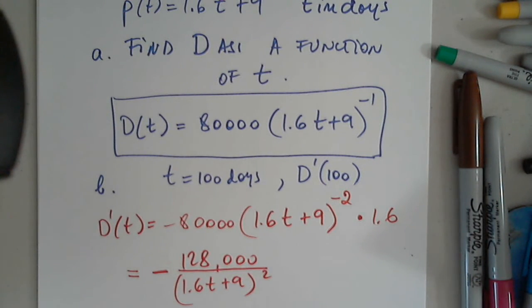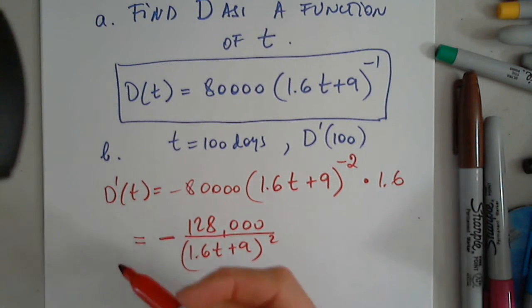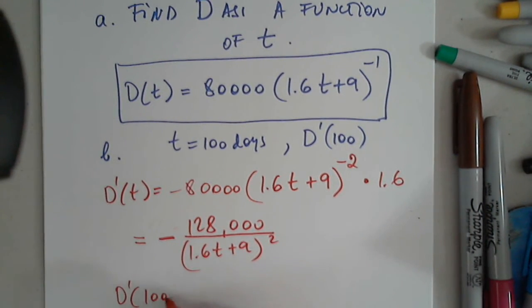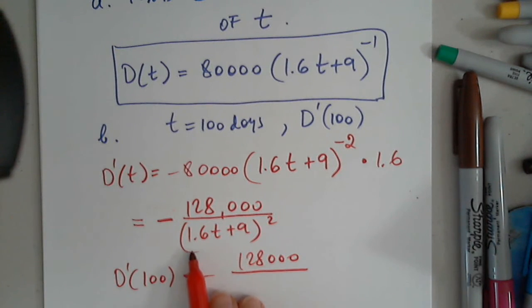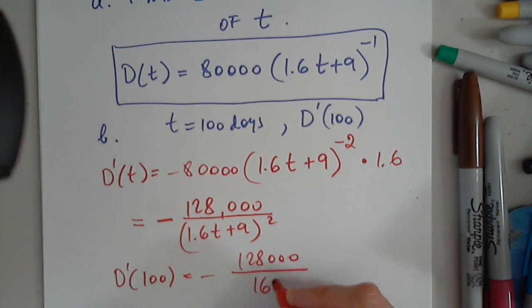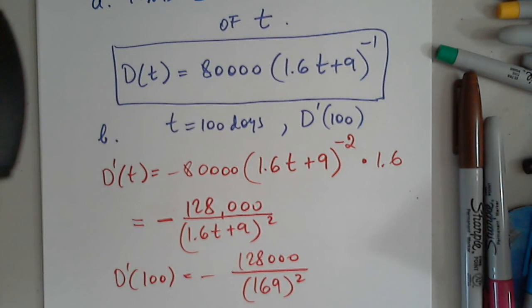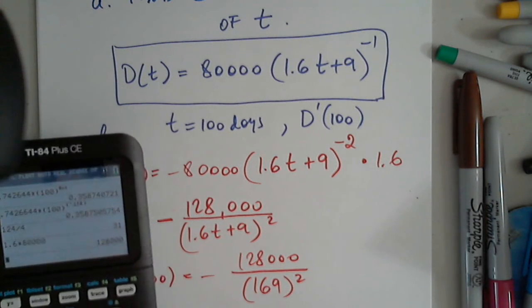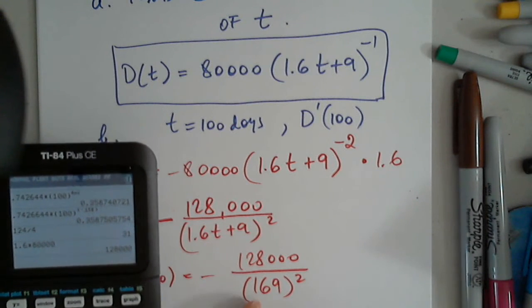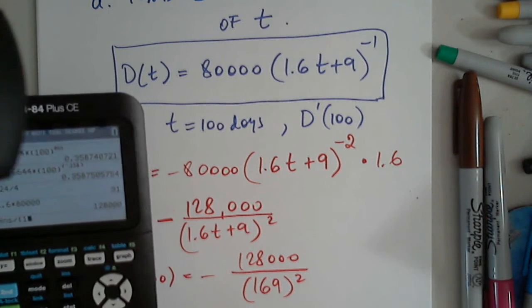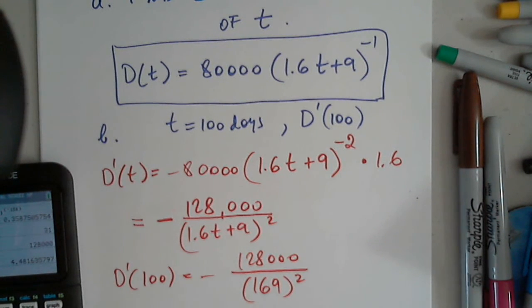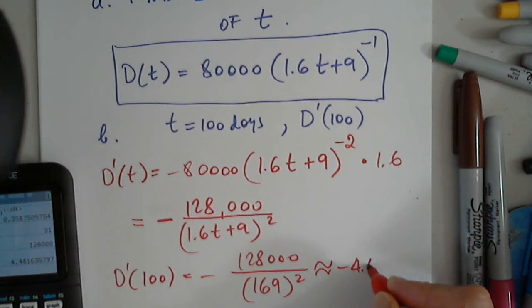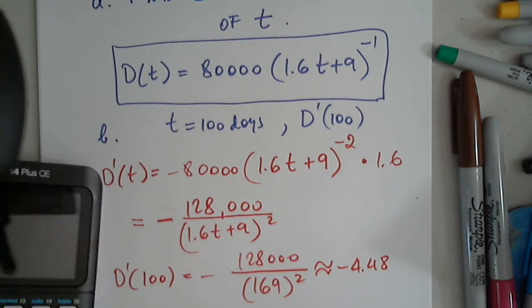Okay, perfect. Good. Now all I have to do is plug 100 into D prime. So negative 128,000 over 1.6 times 100 is 160, plus 9 is 169, and it has to be squared. Careful how you punch it in the graphing calculator. So it's 128,000 divided by, in parentheses, 169 squared. I got approximately negative 4.48. Without a measurement unit, it means nothing.